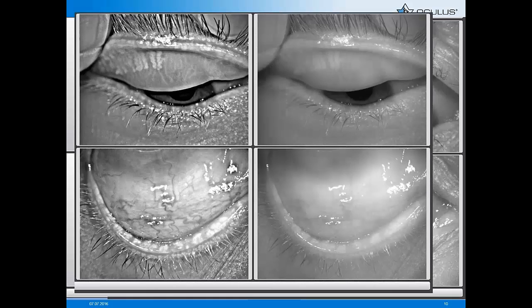And just to give you some more images, here's somebody with a high percentage of dropout, and again, several missing glands. And some of the glands that are left here in the inferior, as you can see, they're very dilated.